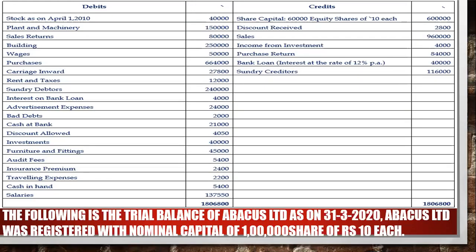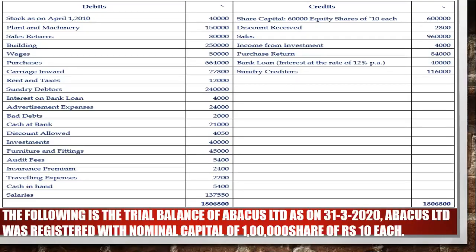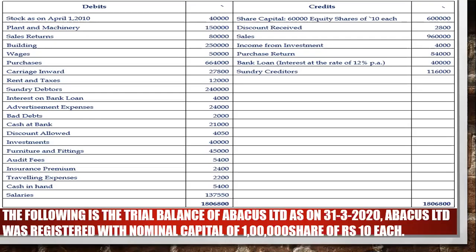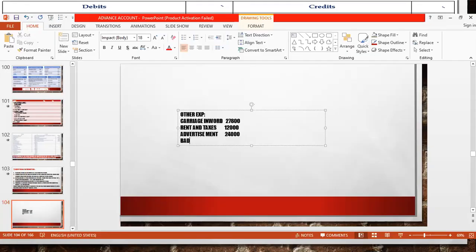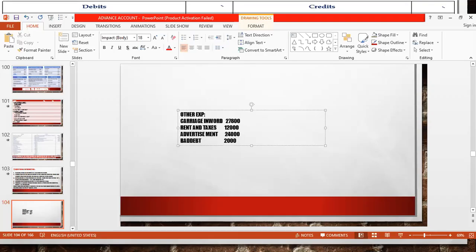Okay. After that, debtor we have done. Interest on bank loan, it will go to finance cost. Next is advertisement expenses. 24,000. Okay, how much advertisement expenses is there? 24,000. Okay, so it will be written over here. Next is bad debt. Bad debt will come over here only. How much bad debt is there? 2,000 rupees. So you have to add 2,000 rupees.